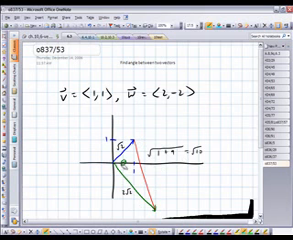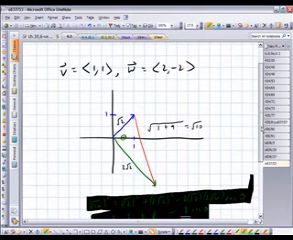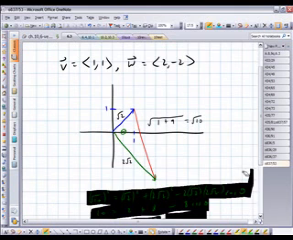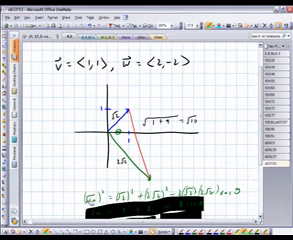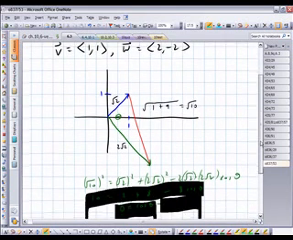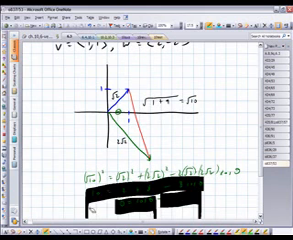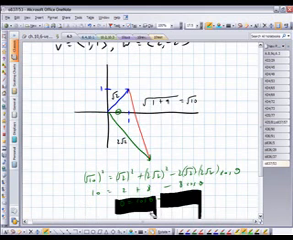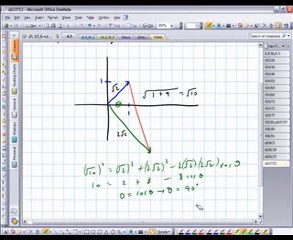Well, to find the angle here, this is side, side, side, so I can use the law of cosines. Plugging in the numbers appropriately, I have rad 10 squared is equal to rad 2 squared plus 2 rad 2 squared minus 2 times rad 2 times 2 rad 2 cosine theta. Solving this for cosine theta, I realize it's actually 90 degrees between those two vectors.